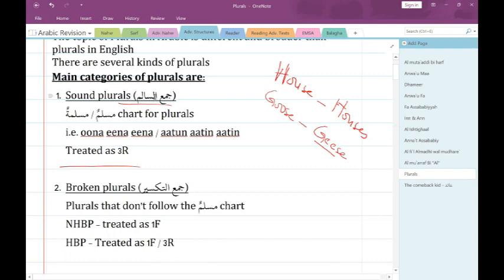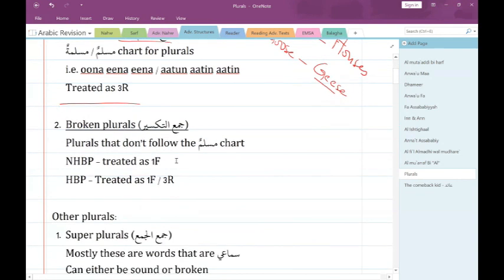There are two main categories actually: sound and broken plurals. Although there are other categories that we are going to look at, these are the main ones. So that's the first main category, sound plurals. We know that. The second main category is the broken plurals, which is Jam'u Taksir. We are also familiar with broken plurals. We covered this a while back.